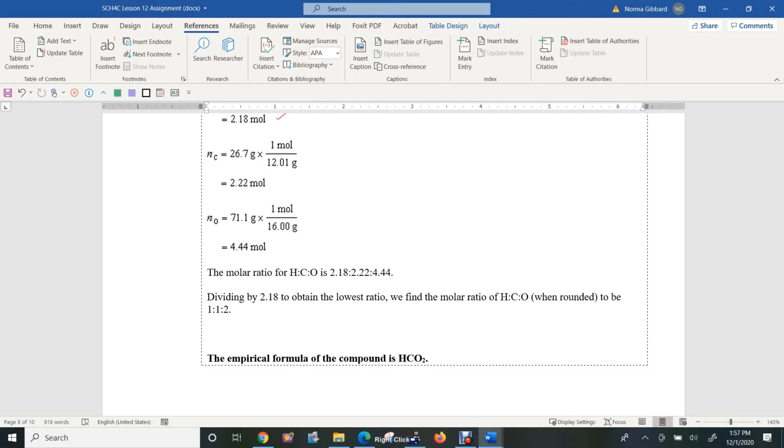So the mole ratio of H to C to O is 2.18 to 2.24 to 4.4. Now you divide each term by the lowest value, which is 2.18. And so you find the ratio as 1 to 1 to 2. So the empirical formula is HCO2.